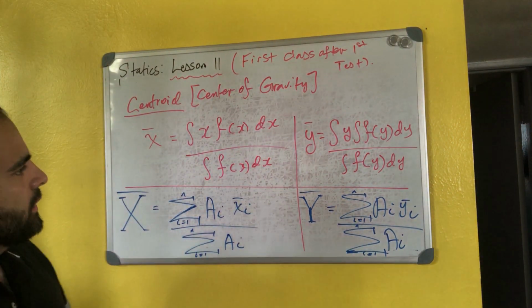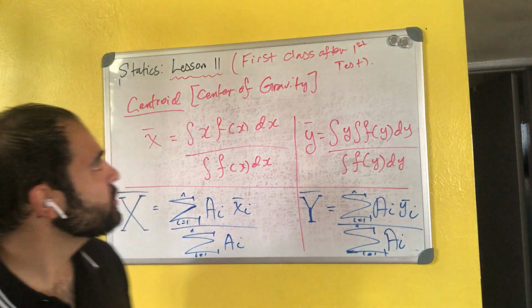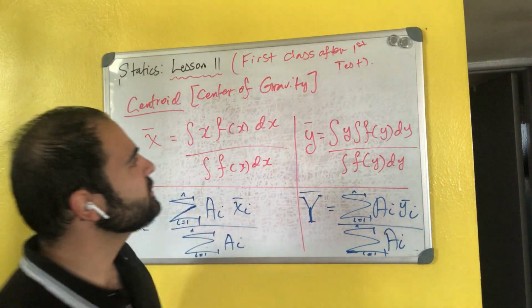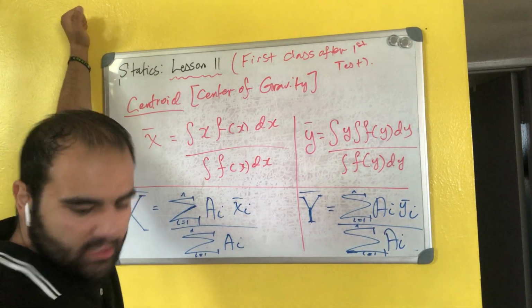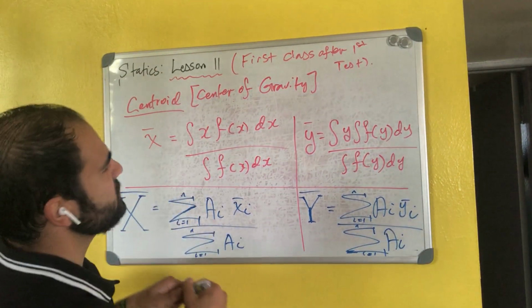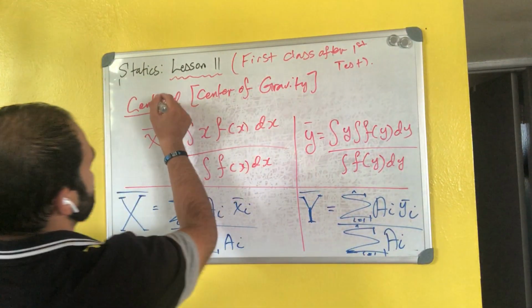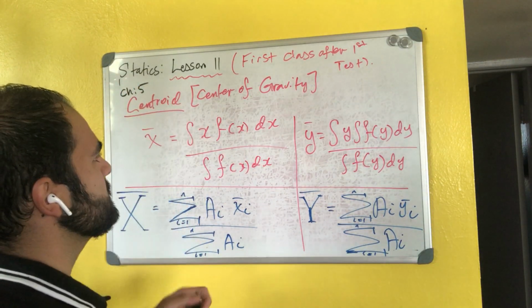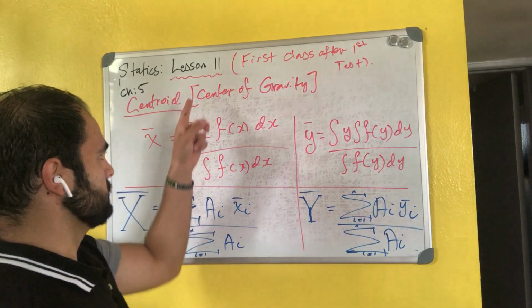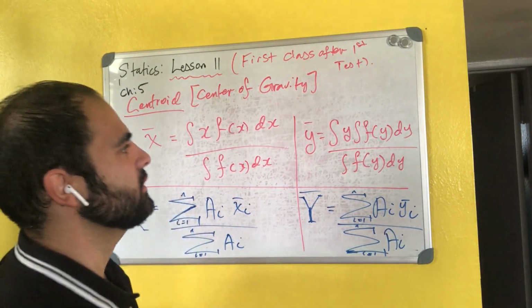Okay, here is the first class after the first test. We're going to talk about chapter 5, centroids, or center of gravity.